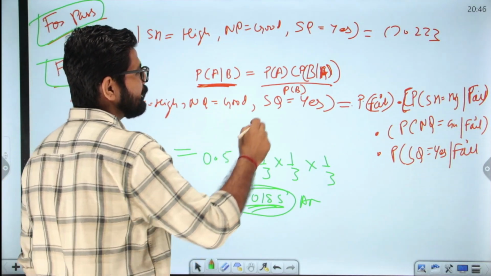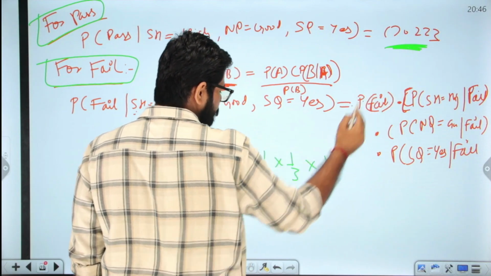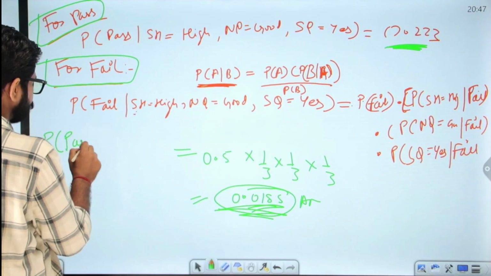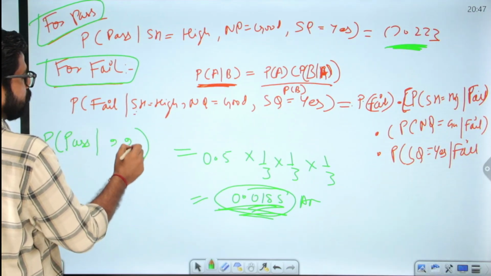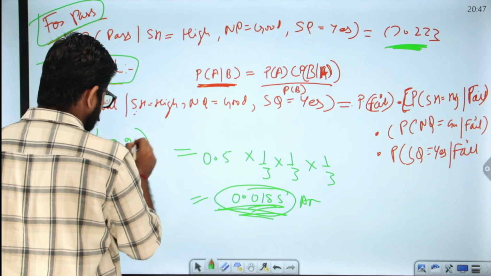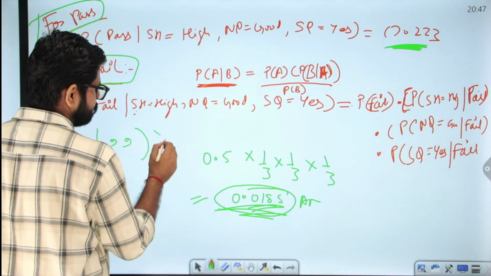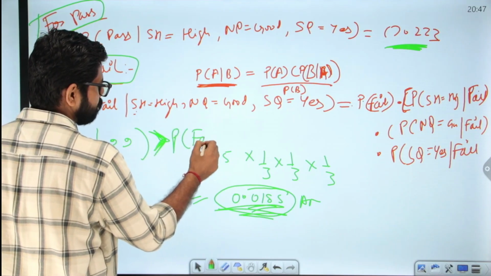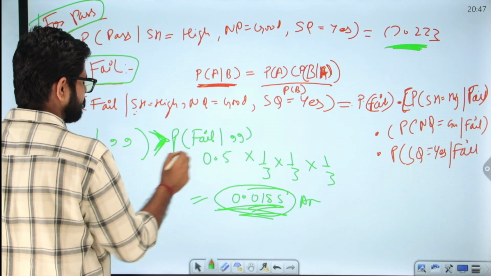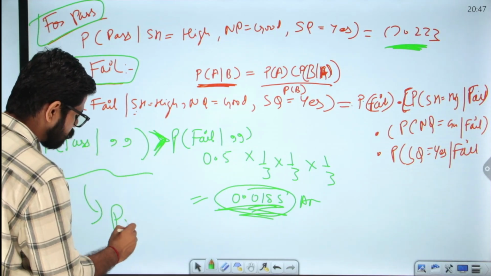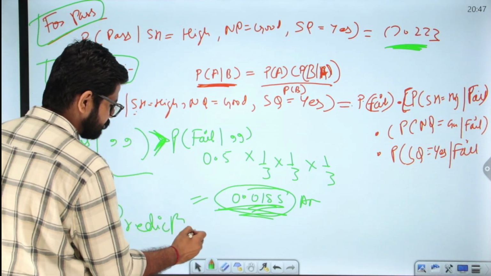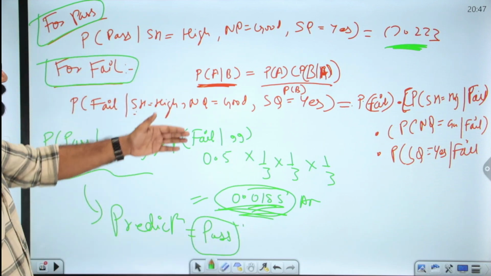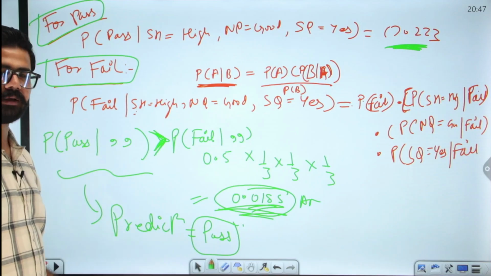So here you found that the probability of getting the pass is greater than the probability of getting the fail. Okay, the probability of getting the pass for the desired features is greater than the probability of getting the fail for the desired result. That's why the prediction comes out to be pass. Okay, I hope the basic concept of the naive Bayes classifier is clear to all of you.